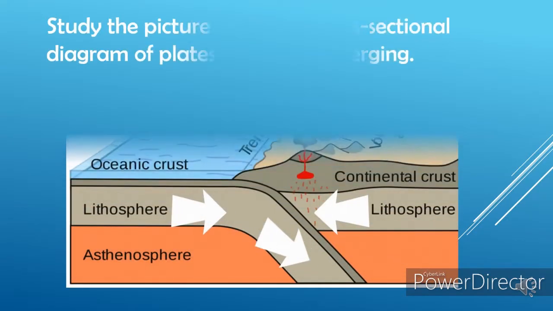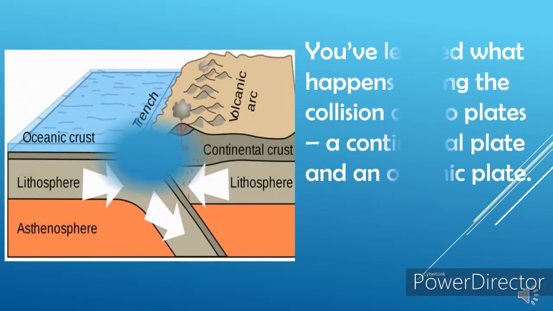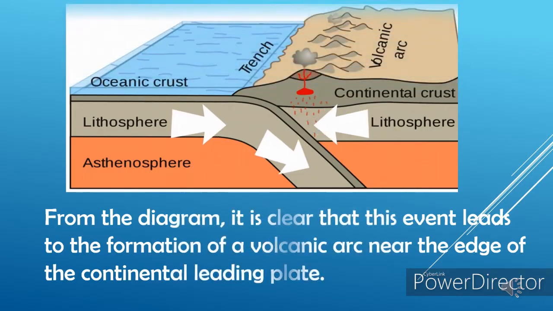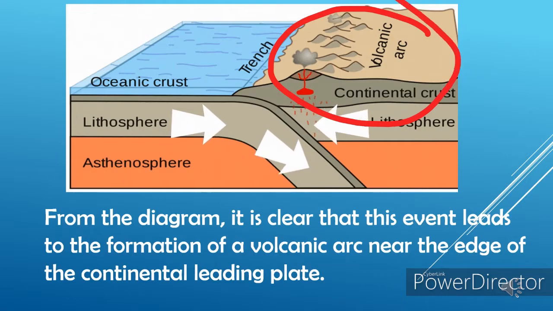Study the picture showing a cross-sectional diagram of plates that are converging. So, what did you observe? You've learned from the previous module what happens during the collision of two plates between a continental plate and an oceanic plate. From the diagram, it is clear that this event leads to the formation of a volcanic arc near the edge of the continental leading plate.